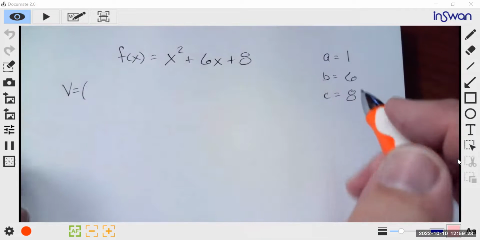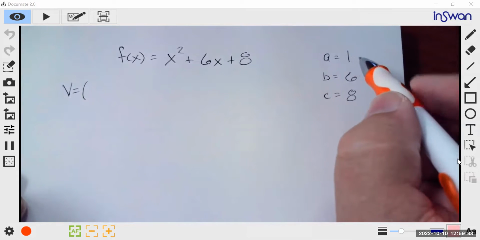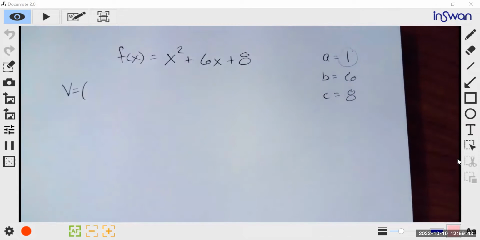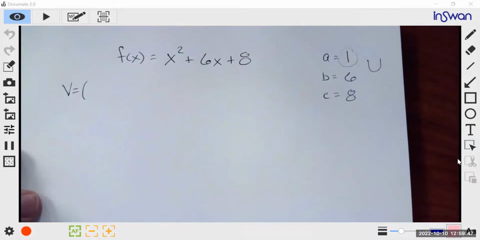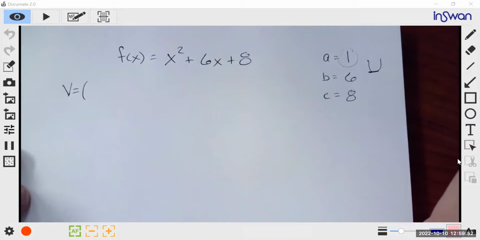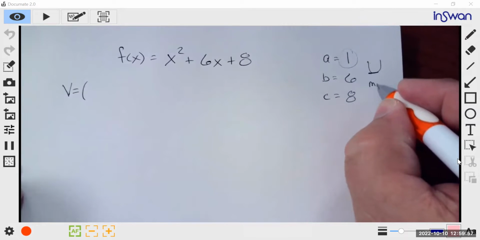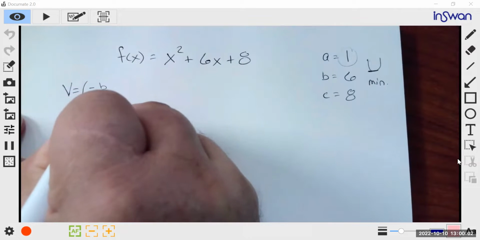By looking at these, what can you tell me about the graph? Do we have a maximum or minimum? I don't know. Is A positive or negative? It's positive. So if it's positive, what does it look like? It opens up. So that means we have a minimum. So we know we're going to have a minimum. The formula is negative b over 2a.